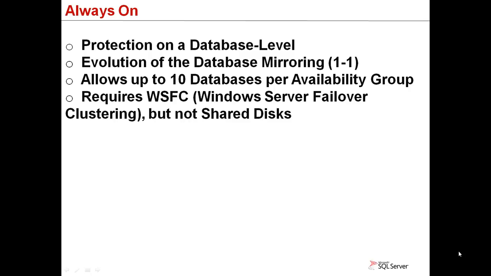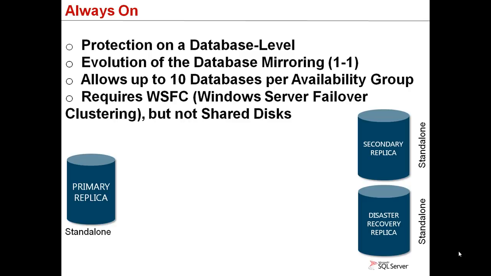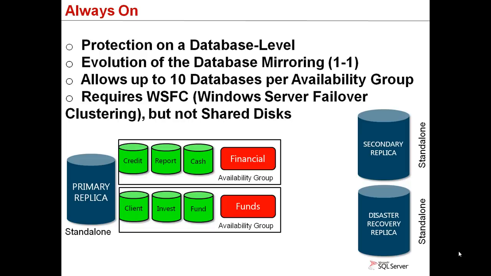Here's a graphical representation. We have three servers, which in the Always On terminology we call availability replicas. One is the primary replica, one the secondary, and a third serves as a disaster recovery environment. On this scheme, we have two availability groups: Financial, that has databases credit, report, and cash, and Funds, containing databases client, invest, and fund.